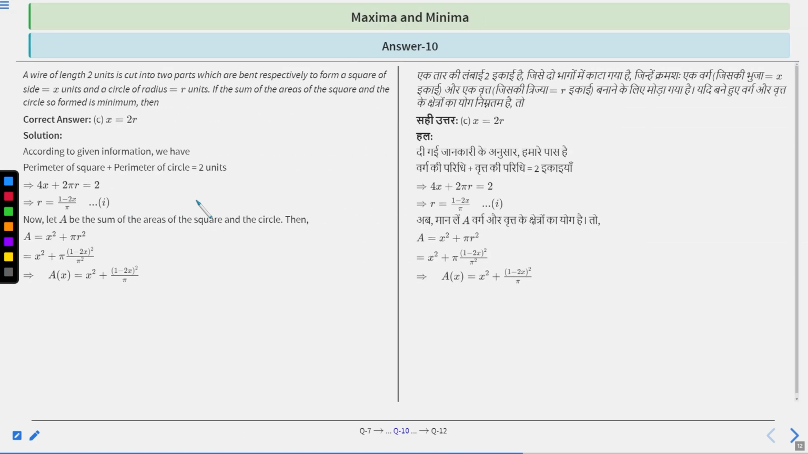Okay, let's move to solution part C. According to the given information, we have perimeter of the square plus perimeter of the circle is 2 units, right? Therefore, 4x plus 2 pi r is equal to 2. Therefore, r is equal to (1 minus 2x) upon pi. Clear? Now, let A be the sum of areas of the square and the circle. Then, area is equal to x square plus pi r square. So, it is equal to x square plus pi times ((1 minus 2x) upon pi) whole square, that is (1 minus 2x) whole square upon pi square. Therefore, A(x) is equal to x square plus (1 minus 2x) whole square upon pi.